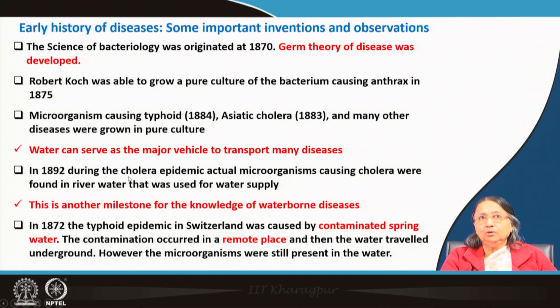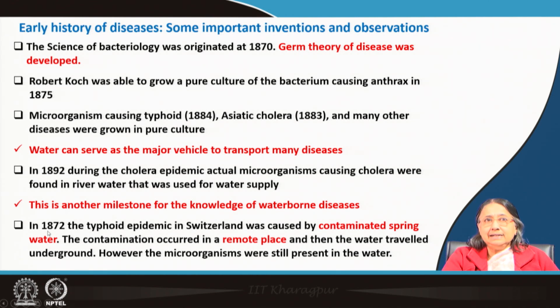This is another thing that is observed. In 1892, during the cholera epidemic, the actual microorganisms causing cholera were found in the river water. So, there was an epidemic and the actual microorganism was found in the river water that was used for the water supply. So, it has come to the water supply. This is another milestone for the knowledge of waterborne diseases. Slowly you see how it is developing.